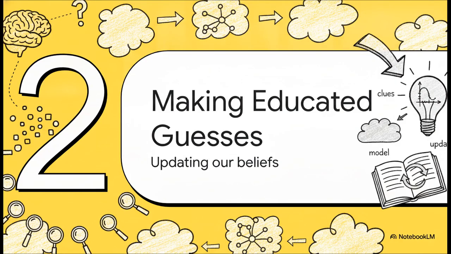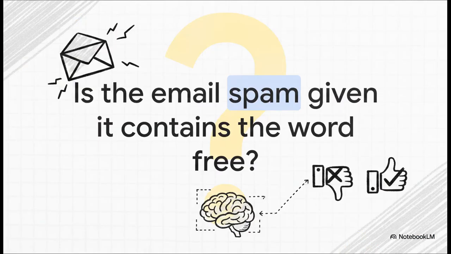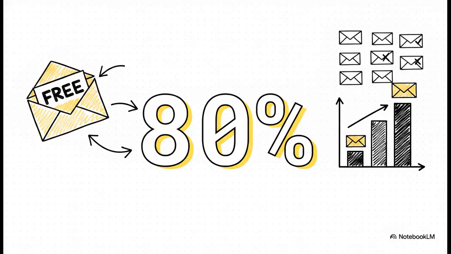Moving right along to Section 2, making educated guesses and using context to update our beliefs. This brings us to our fourth concept, conditional probability. You see, a smart model doesn't just ask a broad question like, what's the probability that an email is spam? It asks something much more specific. What is the probability that an email is spam, given it contains the word free? Notice that absolutely crucial word there, given. Conditional probability is simply the chance of something happening once you already know another piece of information. The model observes specific features and asks for the probability of a label given those exact features. And it is amazing how dramatically that single condition can change the math.